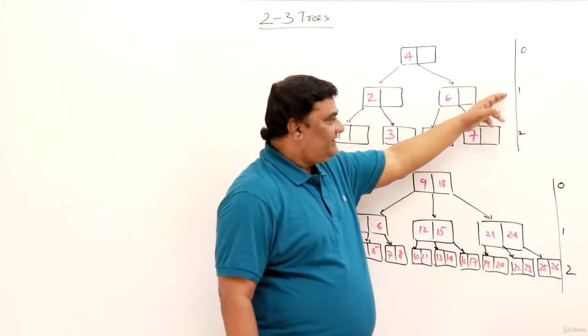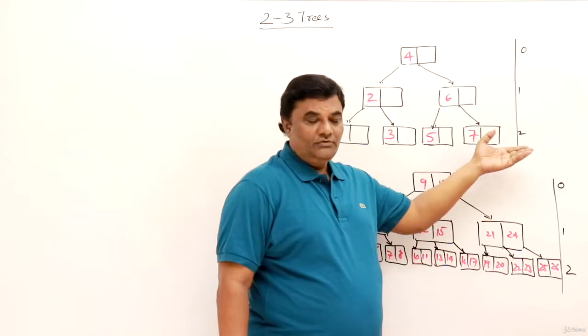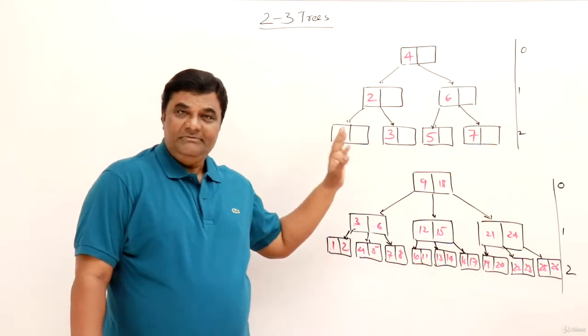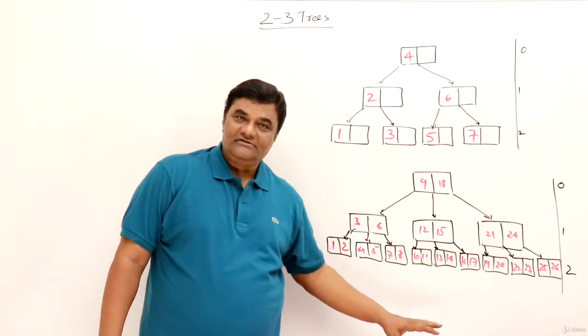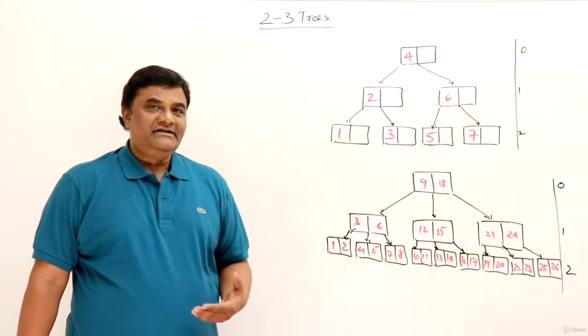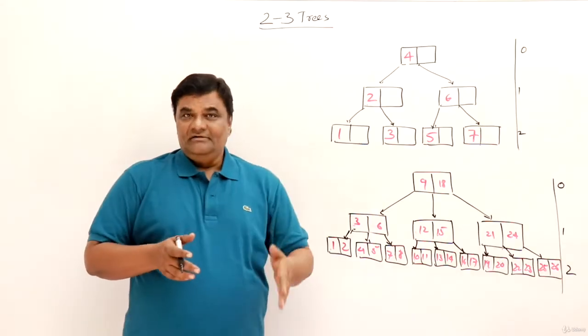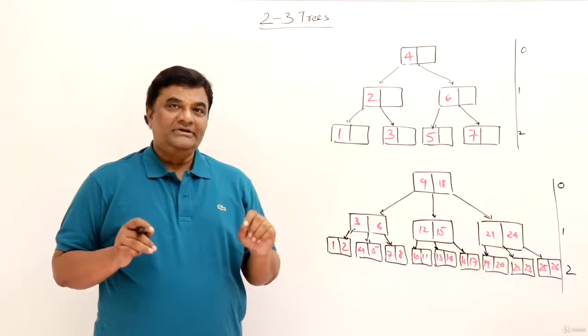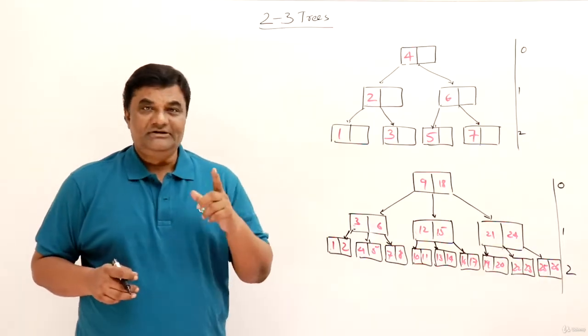Height I have taken as 2, that is 0, 1, 2, and this is also height 2. So within height 2, we have minimum keys and minimum nodes, and here also maximum keys and maximum nodes. Now we are interested in knowing in a 2-3 tree of height h, minimum how many nodes are possible, maximum how many nodes are possible.